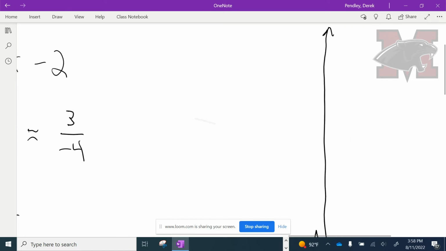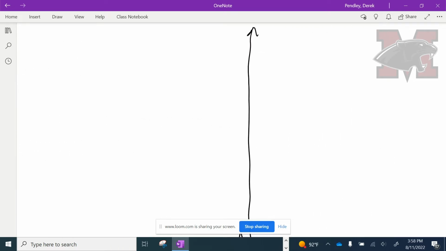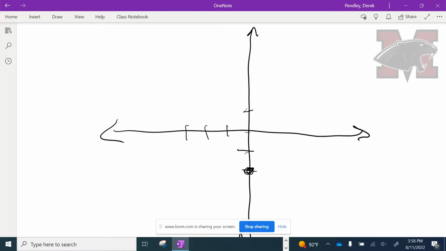All right, so I'm going to graph that over here. My y-intercept is negative 2, and my slope is up 3 and left 4, or I can go down 3 and over 4. But if you notice, they're on the same line.